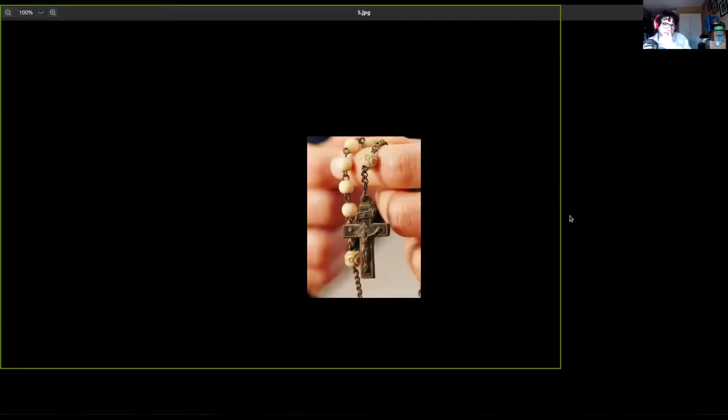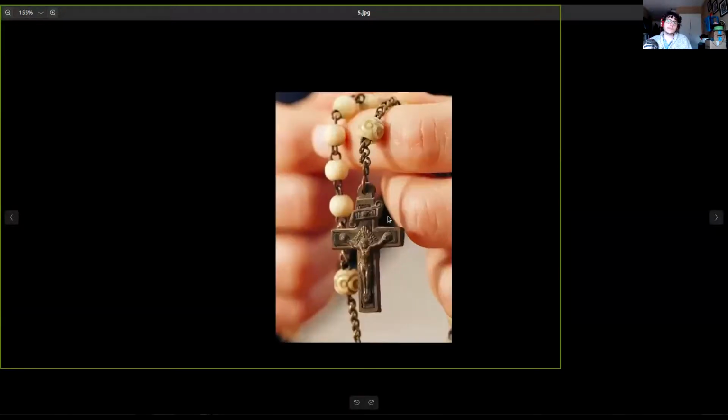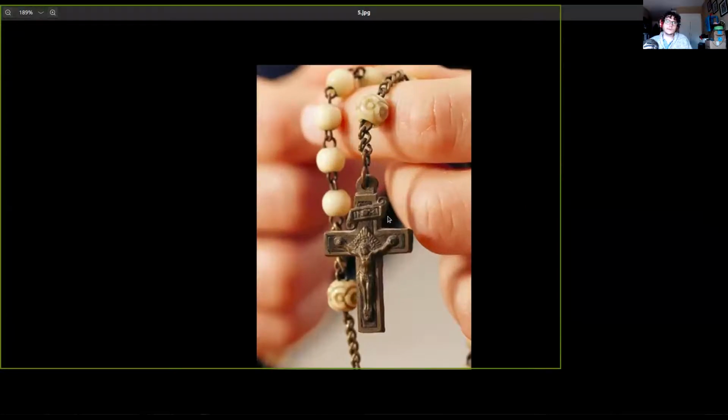How about this one? Any idea what this is? It's a rosary. Yeah, this is a Catholic rosary. And what does a rosary keep track of? Any idea what a rosary counts? Yeah, exactly. How many prayers you've done. Specifically, how many Hail Marys you've done.